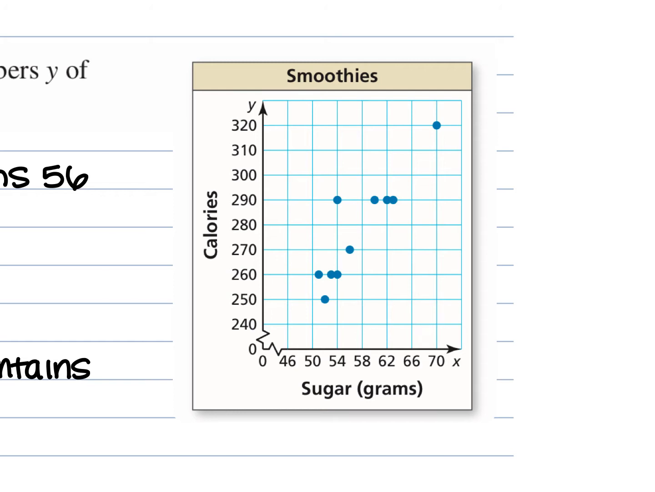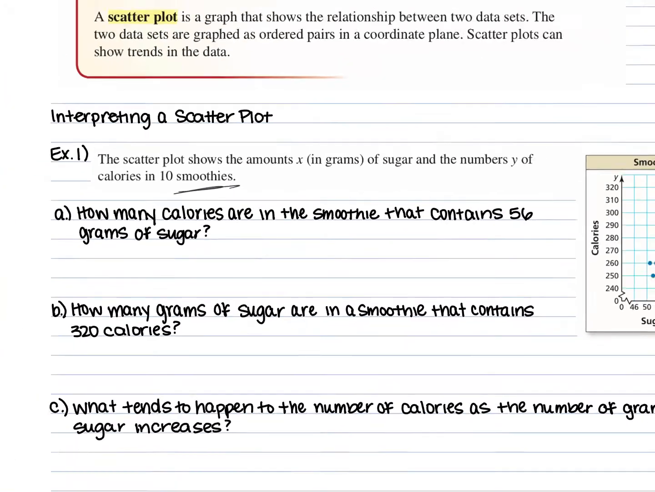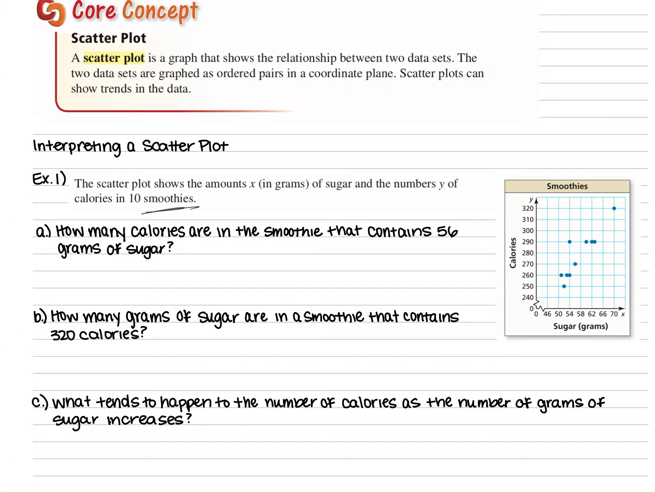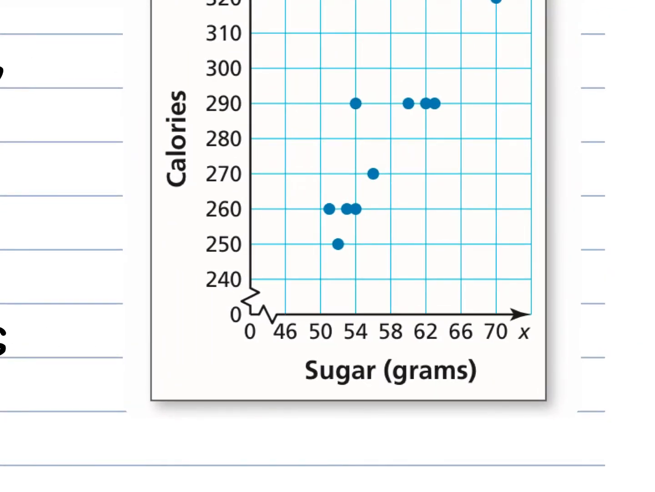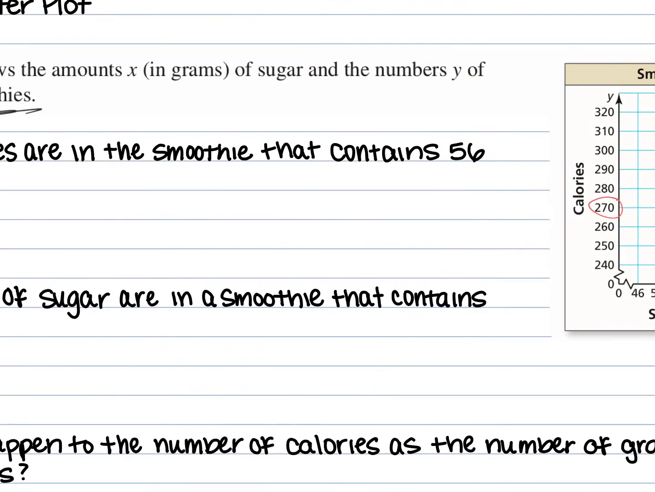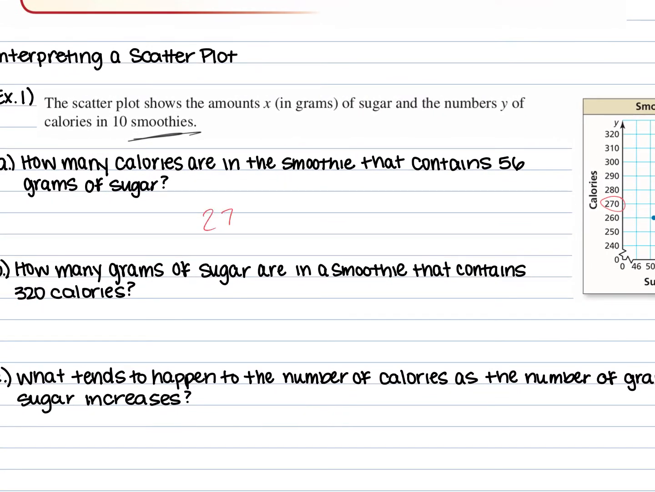Okay, so let's answer some questions related to these problems. So erase everything from your graph and let's go ahead and answer the questions. The first question says, how many calories are in the smoothie that contains 56 grams of sugar? Well, let's go to our graph, find 56 grams of sugar, and find which smoothie fits that description. Kyra? 270, okay? Because at 270, it's this point. This point is 56 grams of sugar. Bless you. Okay, so 270 calories. We're going to abbreviate calories with CAL. Alec, you with me?